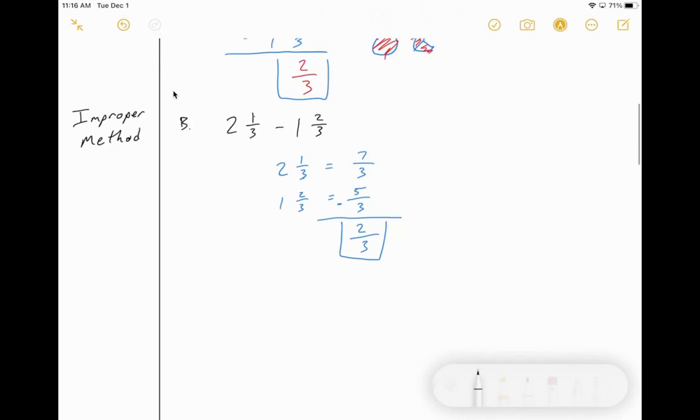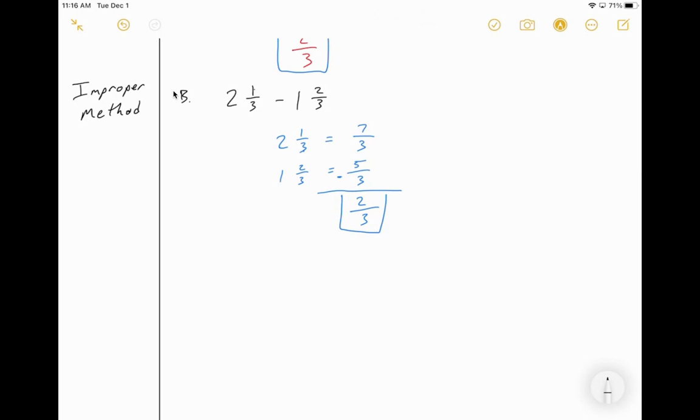So here we go. I'm going to do this: borrow method, improper method. This will be letter C. Okay, here's the problem: 11 and 2/5 minus 2 and 3/5, okay?